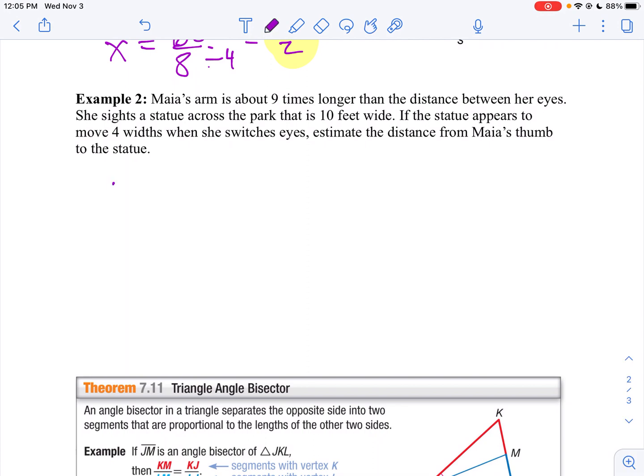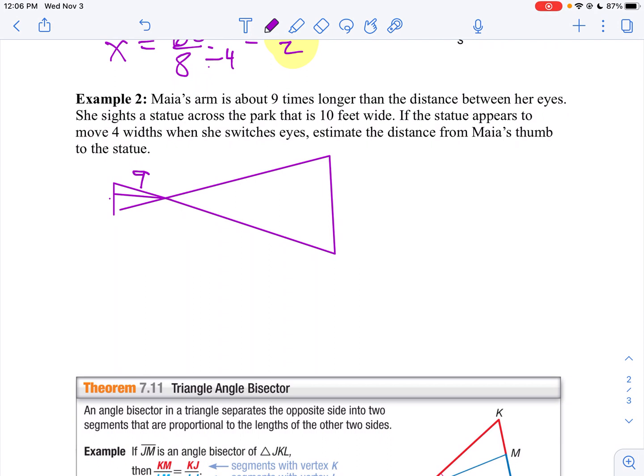So what happens, we have her eyes right here. And then she looks at her distance to her thumb, and we're going to say over here we got the statue. So we have these vertical angles that correspond. Now we know her arm is about 9 times the distance between her eyes. So I don't know the distance between her eyes, but I do know this will be 9 times that.